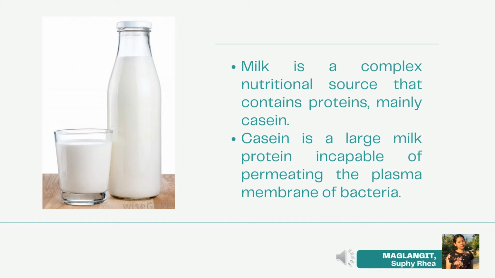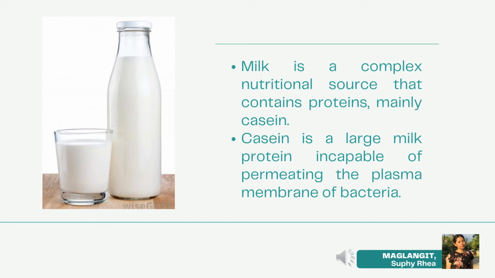Milk is a complex nutritional source that contains proteins, mainly casein, in an aqueous solution of lactose and minerals. Casein is a large milk protein incapable of permeating the plasma membrane of bacteria, and its presence is the reason why your favorite milk is white. Therefore, before casein can be used by some bacteria as their source of carbon and energy, it must be degraded into amino acids.